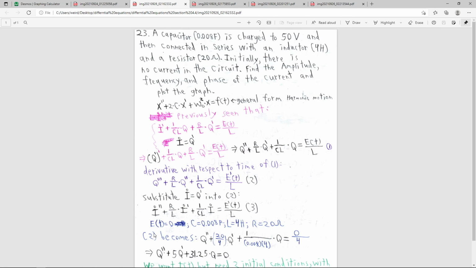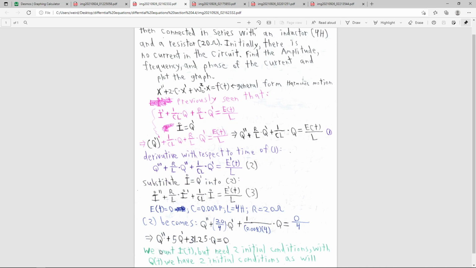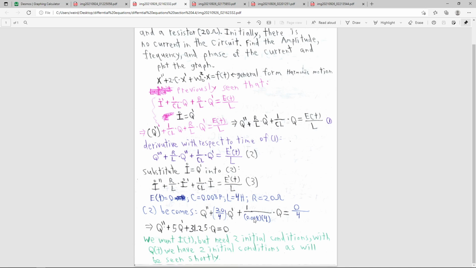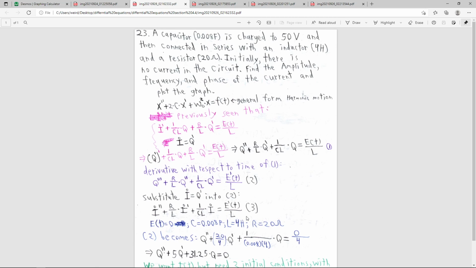But yeah, so this should be 1. With this information, E at t equals 0, C equals 0.008 farad, L equals 4 Henry, R equals 20 ohms, you plug them in and then simplify down. You get Q double prime plus 5 times Q prime plus 31.25 times Q equals 0. And that's a simple enough equation to solve.